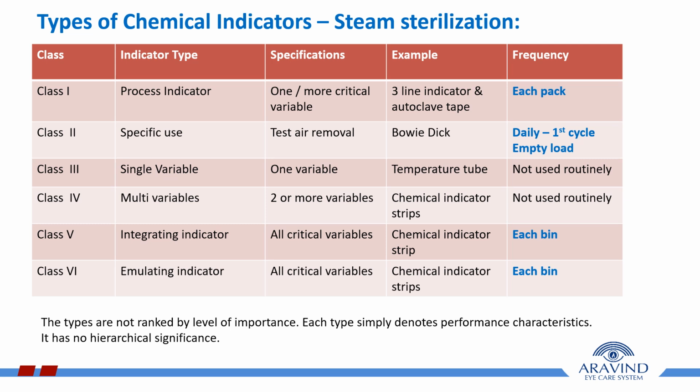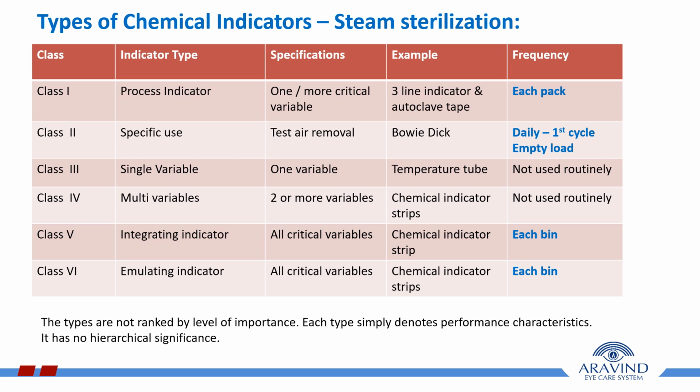There are 6 classes of chemical indicators. Class 1 is process indicator. It responds to one or more critical variables of the sterilization process. Example, 3-line indicator and autoclave tape. It should be used on each pack. Class 2 is specific use indicator. It tests air removal during the vacuum phase. Example, Bowie-Dick test. It should be tested daily as the first cycle in an empty load.